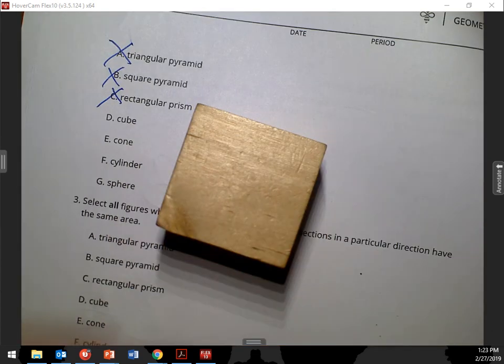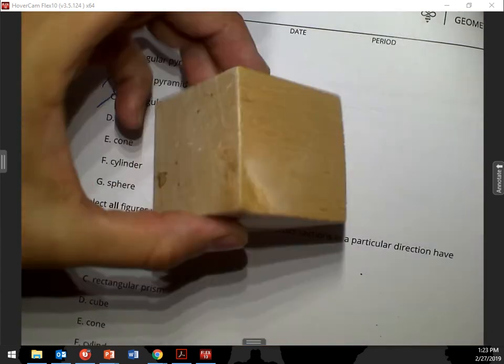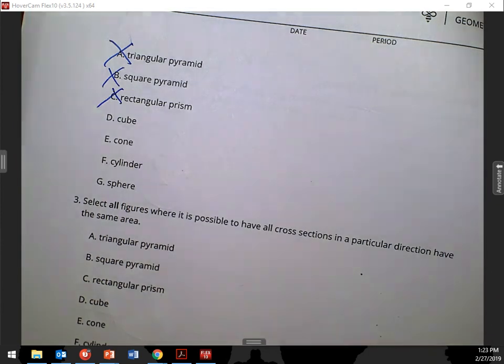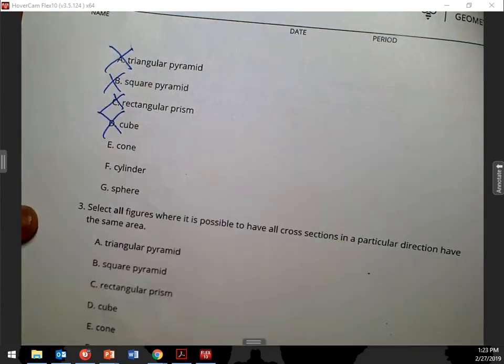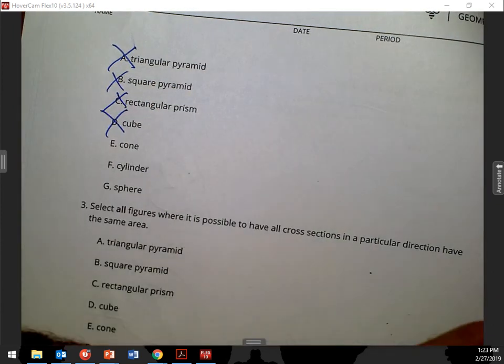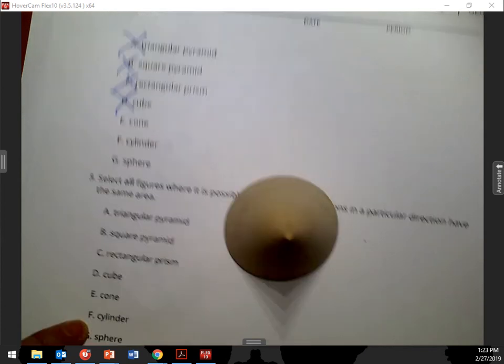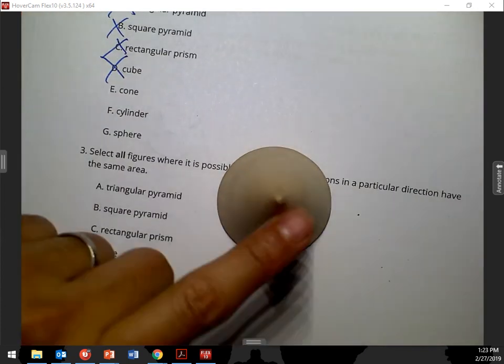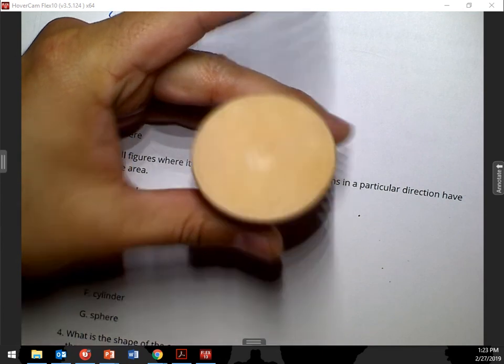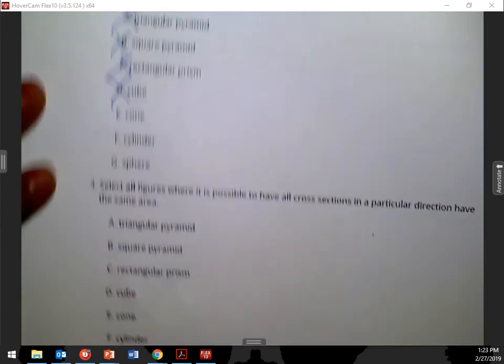Cube. Nah. And the rest of them? The rest of them, yeah. How about that cone? Yes. Yes, ma'am. Look, I already sliced the top off, and what do I get? Right there. That's a perfect circle. There we go.